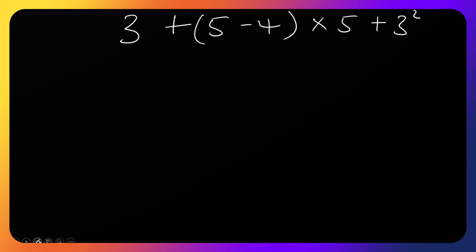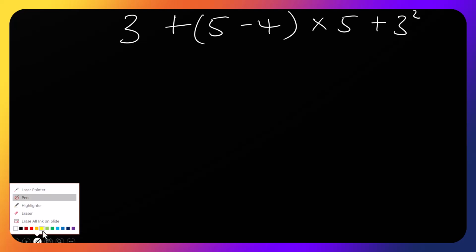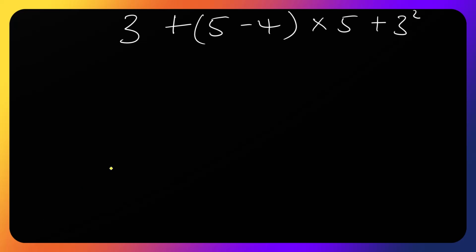Let's simplify this mathematical expression. We are given 3 + (5 - 4) × 5 + 3². Now let's use PEMDAS, okay?